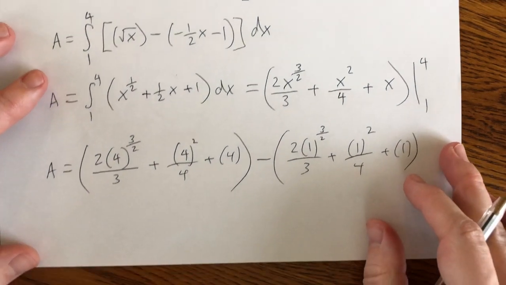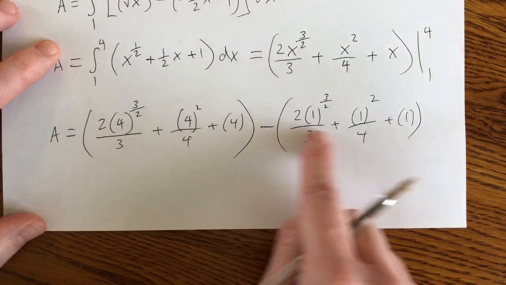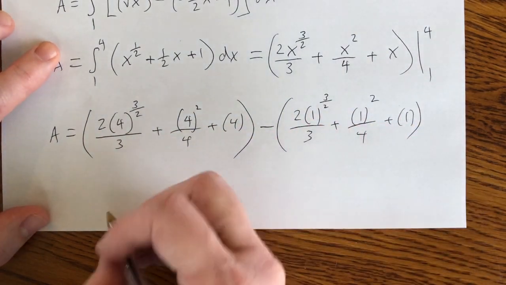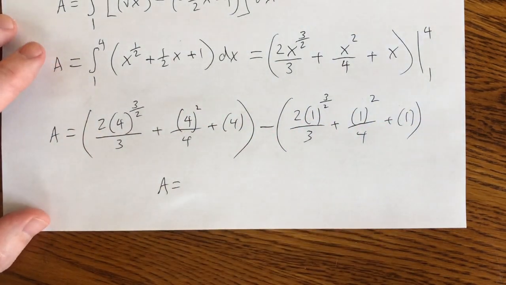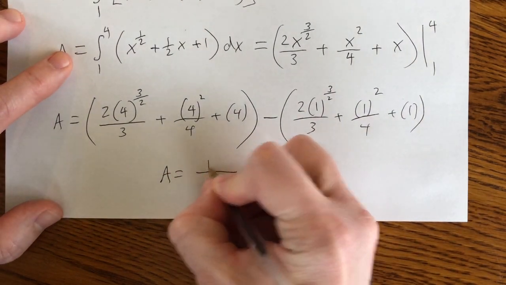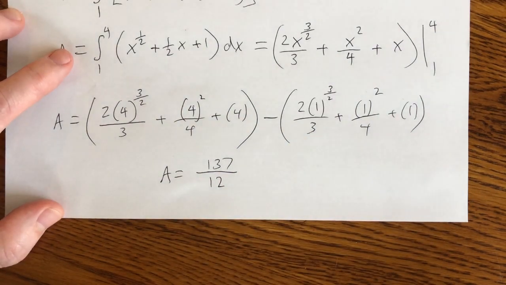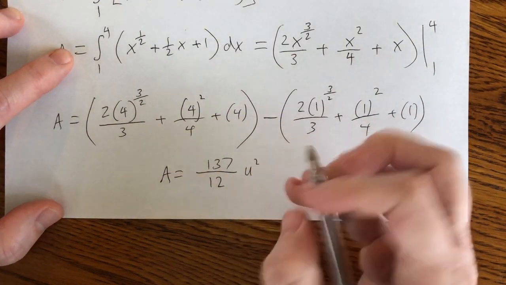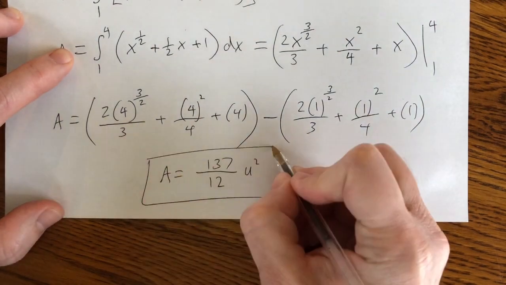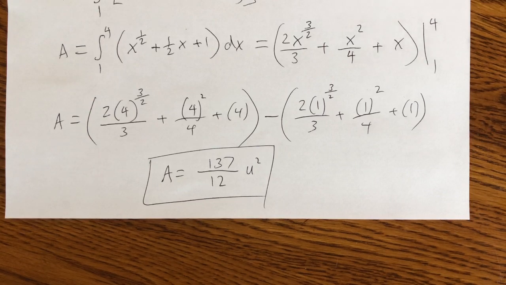All right, so all we have to do now is take out our calculator and subtract whatever we get here, and we get our answer. So if I calculated this correctly, I got 137/12 units squared. Okay, pretty sure that's correct. Check my work if you like. That completes example 2, letter A. Let's look at 2B next.